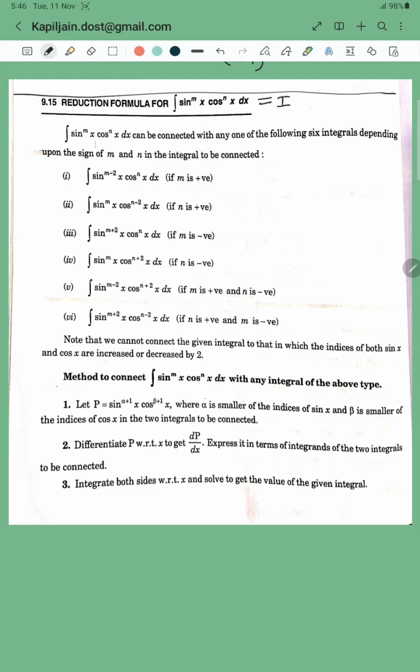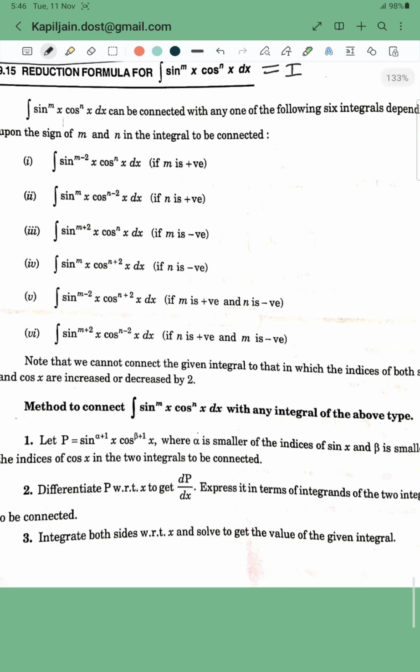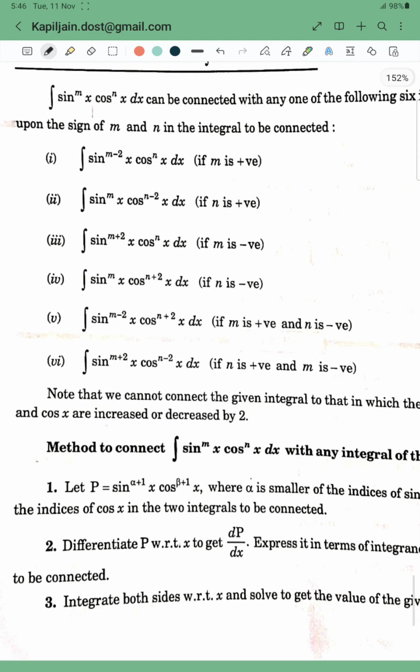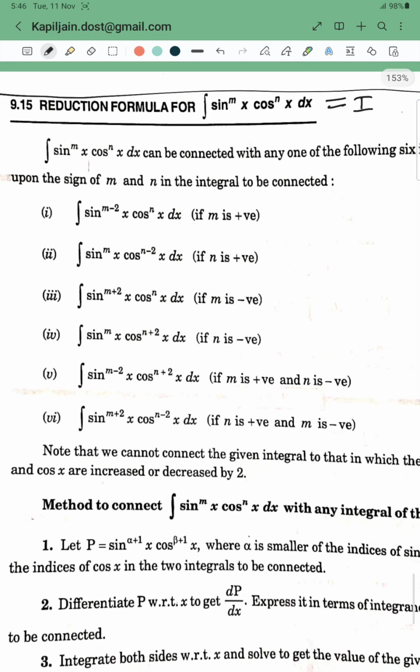Now the integral I can be connected to one of the following integrals depending upon the power m and n. If m is positive, then integral I can be connected to the first integral sin raised to power m minus 2 x cos raised to power n x dx. If n is positive, then integral can be connected to the second, sin raised to power m x cos raised to power n minus 2 x dx.